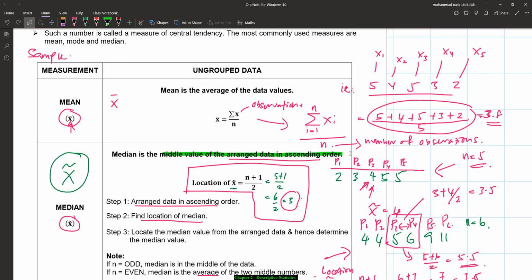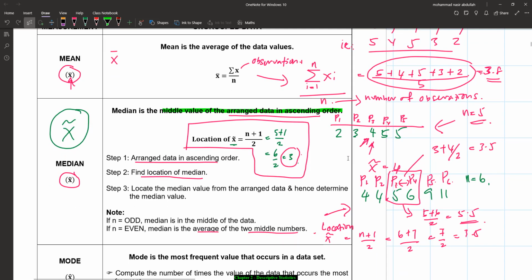So 3.8 is the value we interpret as the mean, the average. Let's say this is an exam score. For example, the average exam score for 5 students is 3.8. That is how we interpret the mean.